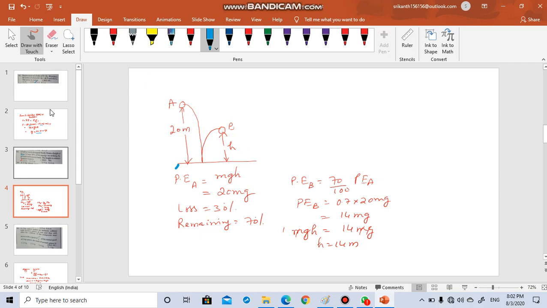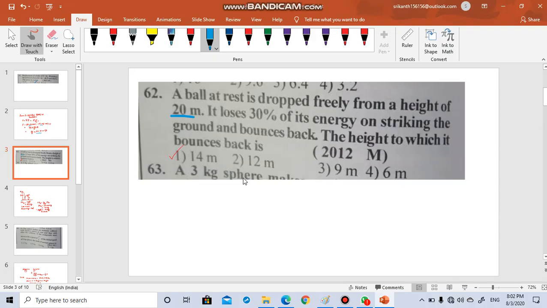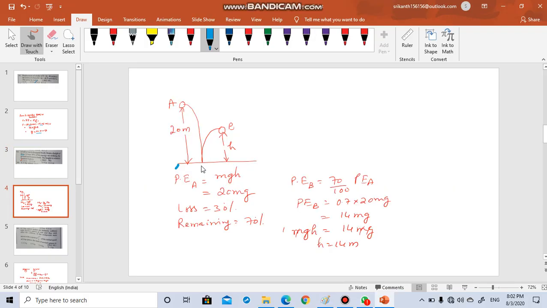So there is a condition given here. What is the condition given here? It says that it is losing 30% of energy. So obviously when the ball struck the ground, it lost some energy. So first of all, what is the energy possessed by the ball? We have discussed this in potential energy. Potential energy at a point, let us say A, is given by mgh. Mgh is the formula. What is mg? Mg is the weight of the ball. Here the height is 20, so it is 20 mg. Let us leave mg as it is.